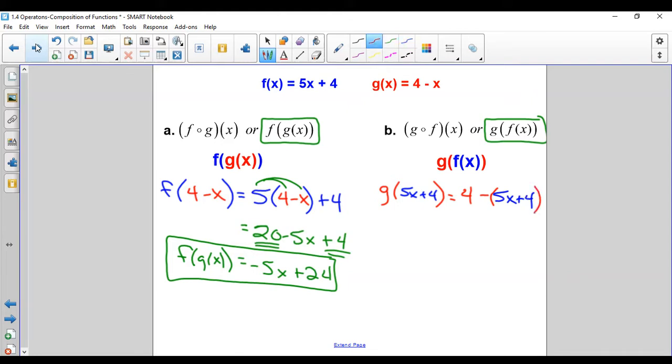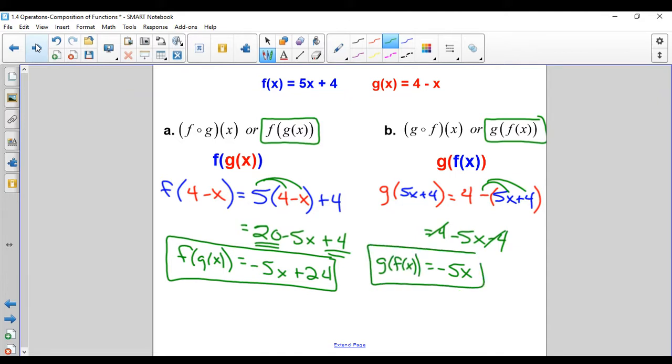Again, do whatever arithmetic you need to do. I need to distribute a negative in this case. Get 4 minus 5x minus 4. Combine like terms. The 4's actually cancel out, and all I am left with is negative 5x. And that's what g of f of x is equivalent to. Plugging one function into another.